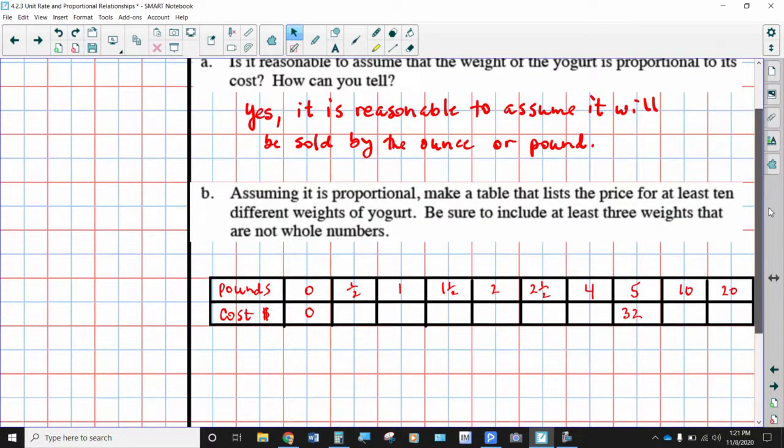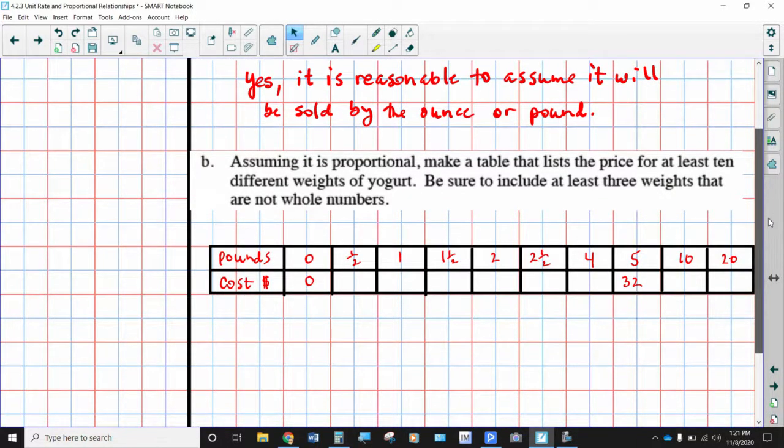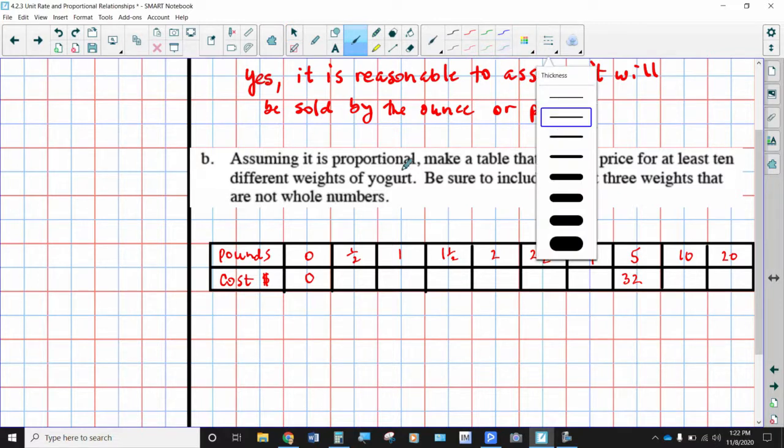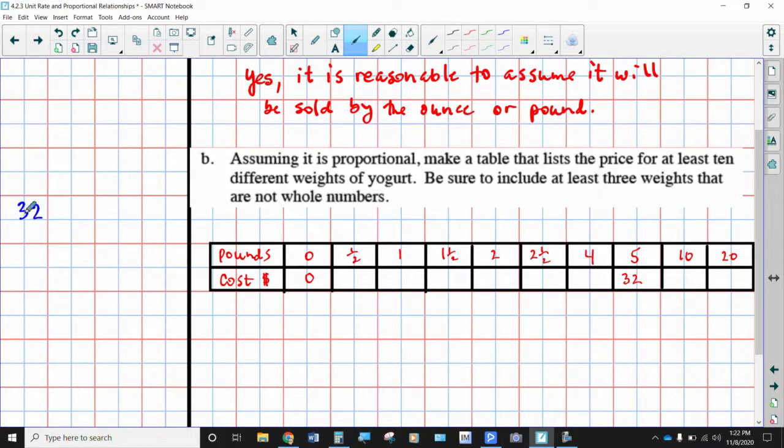So, let's start with the table. Assuming it is proportional, make a table that lists the price for at least 10 different weights of yogurt. Did I include 10 here? 1, 2, 3, 4, 5. Yes, I did. Be sure to include 3 weights that are not whole numbers. So I did the half, the 1.5, and the 2.5. Okay? So what I would like for you to do is start with the information that we know. We know that this yogurt is $32 for 5 pounds.